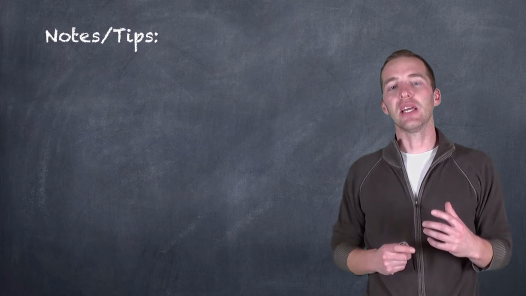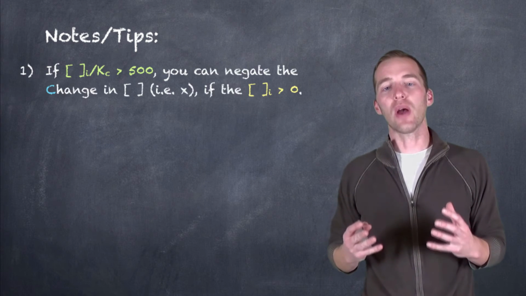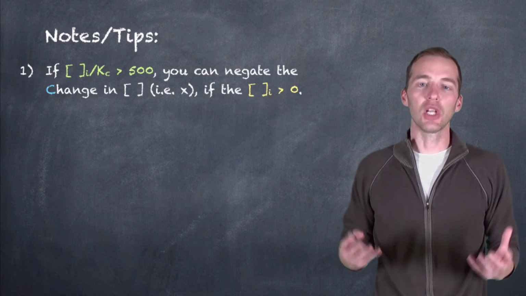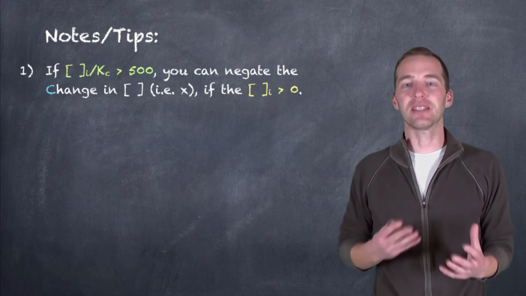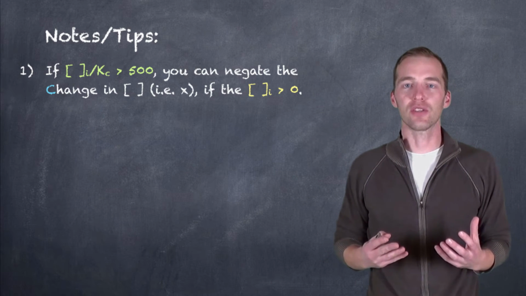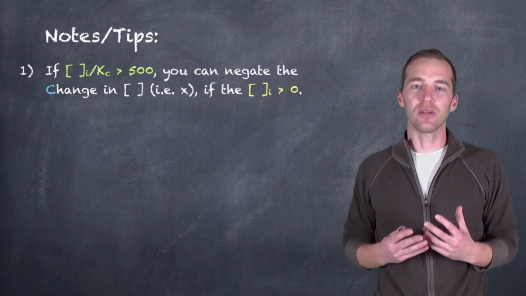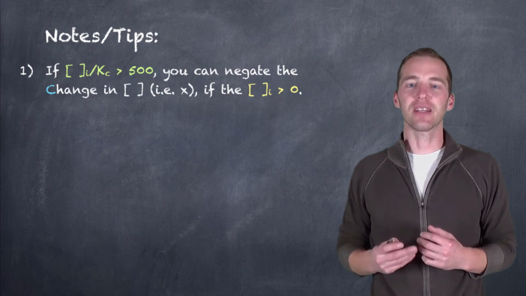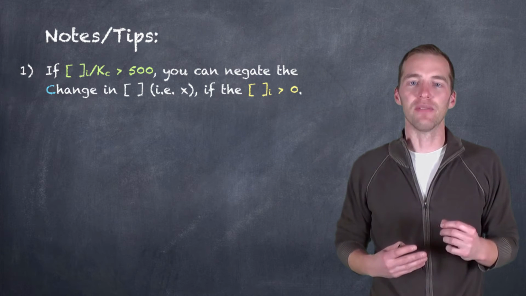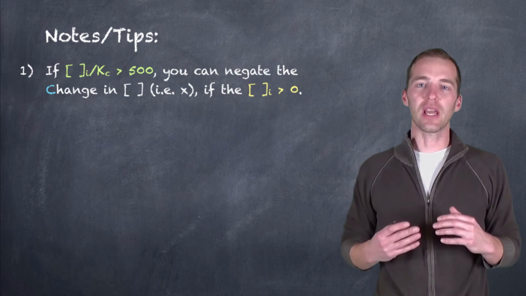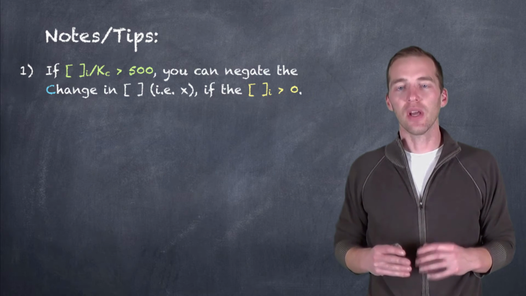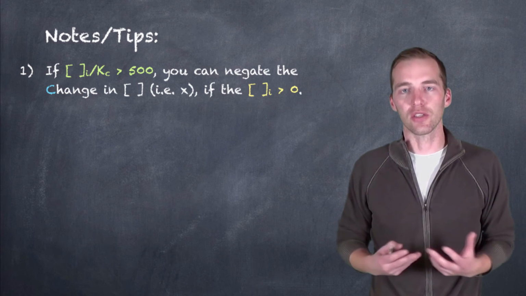The first thing is, if you find that you have a really high initial concentration and a really low Kc value, what that means typically is that you can negate the change in the concentration, because the Kc value is going to be so favored to the reactants that the change in concentration is going to be really minimal. So if the initial concentration over the Kc, and this is just a bit of a test that we do, is greater than 500, you can negate the change in the concentration.